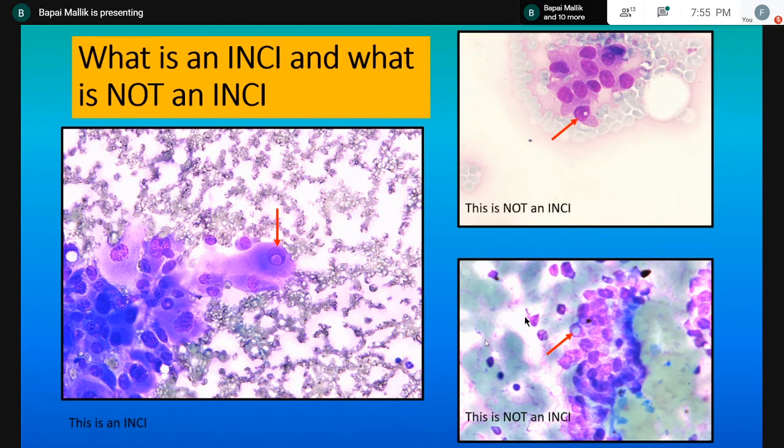This can happen because you are looking for inclusions and then you fit it into the diagnosis of a papillary thyroid carcinoma and we think that we are dealing with an inclusion, but this is not exactly an inclusion. Although this may be from a case of papillary thyroid carcinoma, just to show you that this particular thing over here with an arrow is not an inclusion.